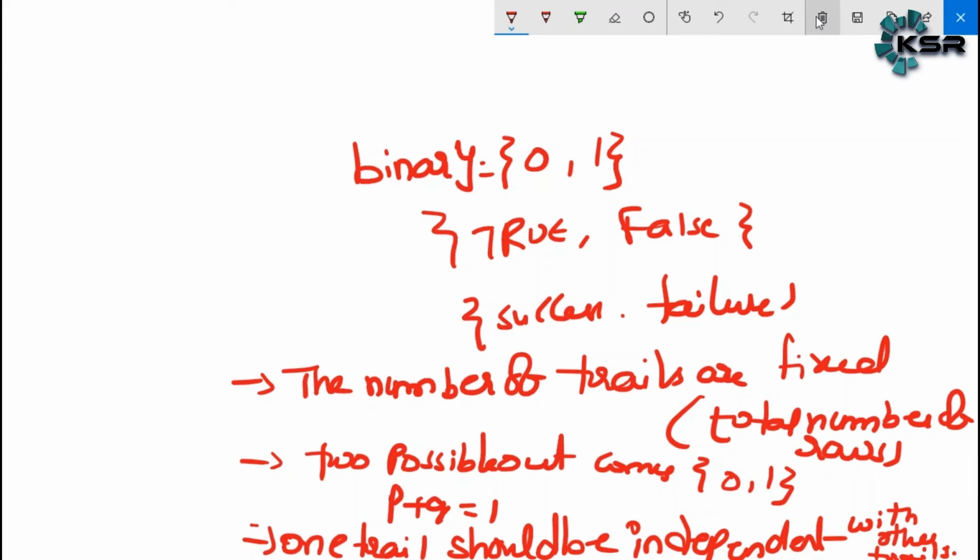Total number of rows is always fixed, that's true. And one trial, so one row, should not influence the other row. That is the property we are discussing: one observation is independent of the other observation. So all observations are independent. In linear regression, we discuss the point: observations should be independent. That means one trial should not influence the other trial.